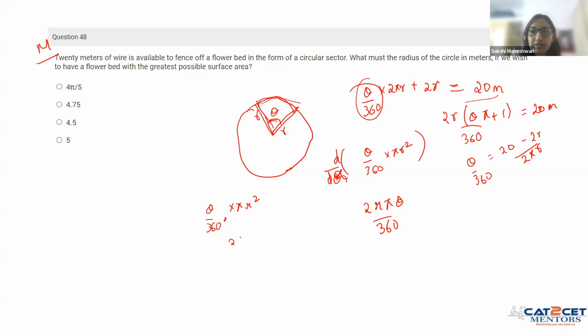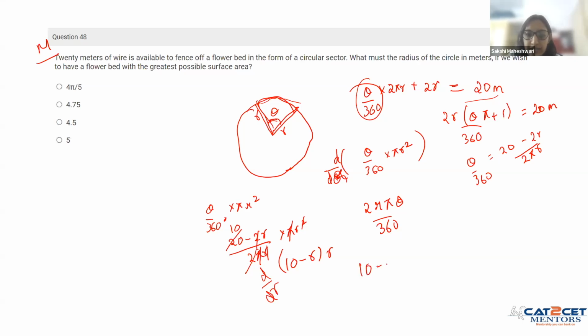So just write this down: (20 minus 2r) by 2 pi r into pi r square. This pi gets cancelled, and the 2 also gets cancelled. This will be (10 minus r) into r. Now to maximize this, differentiate it with respect to r.